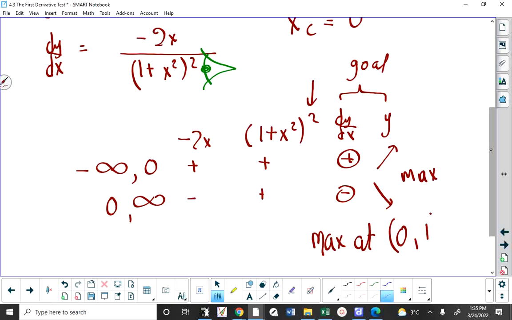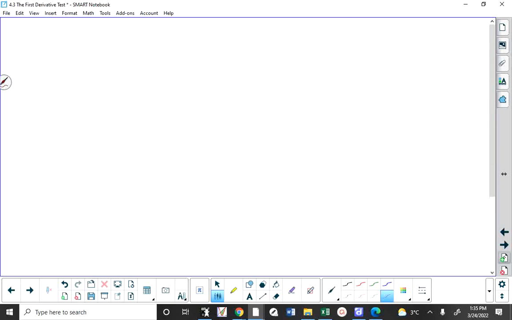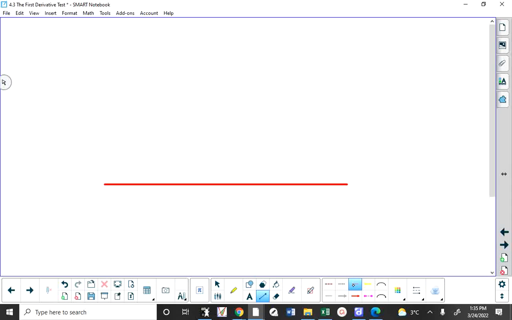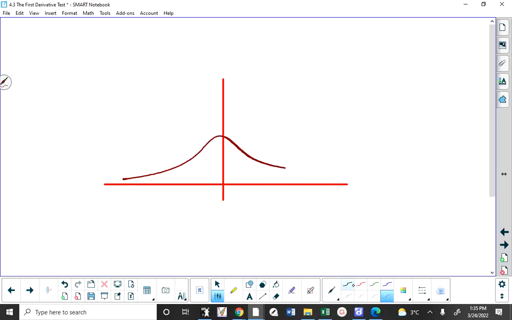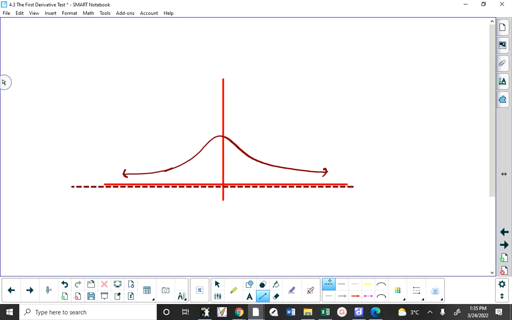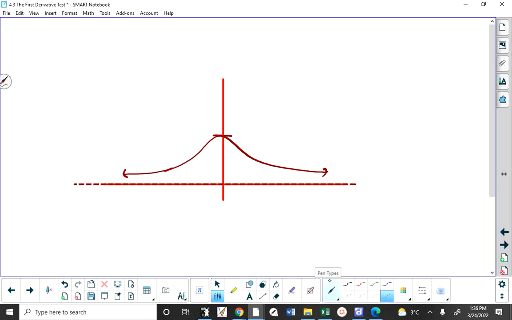I will tell you right now, I know what this graph looks like. I will show it to you, and then you can put it on your calculator if you like. What this graph will look like. It's a graph that we use in statistics all the time. It looks something like this. There is a horizontal asymptote on the x-axis. It has a y-intercept of 1.